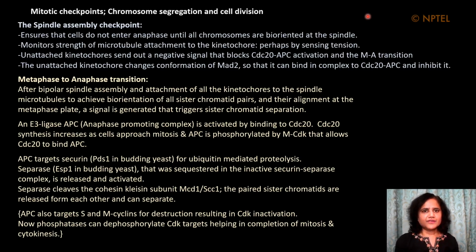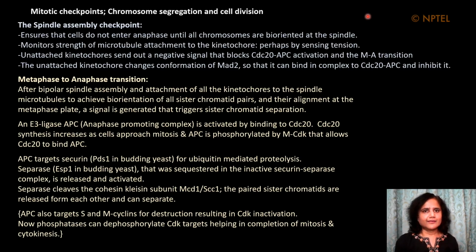The metaphase to anaphase transition: after bipolar spindle assembly and attachment of all the kinetochores to the spindle microtubules to achieve biorientation of all the sister chromatid pairs, and their alignment at the metaphase plate has occurred, a signal is generated that triggers the sister chromatid separation. An E3 ligase, APC, the anaphase promoting complex, is activated by binding to CDC20. CDC20 synthesis increases as cells approach mitosis, and APC is phosphorylated by M-CDK, which also allows CDC20 to recognize and bind APC.